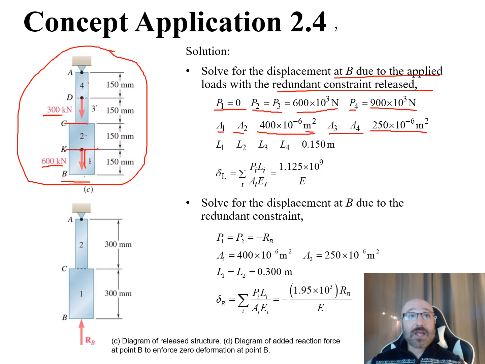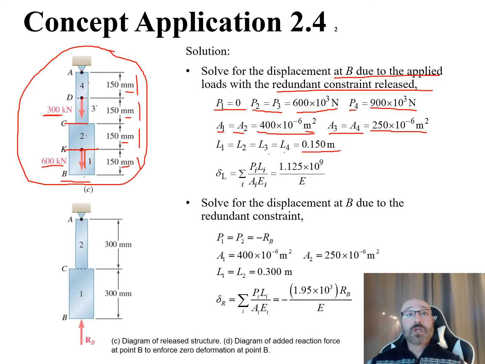And then what we can see, the lengths we have are all the same. Our lengths are L1, 2, 3, and 4, all at 150 millimeters. So again, pay attention to your units as you're solving this out. Millimeters needs to be converted to meters. So L1 equals L2 equals L3 equals L4, which is 0.15 meters.